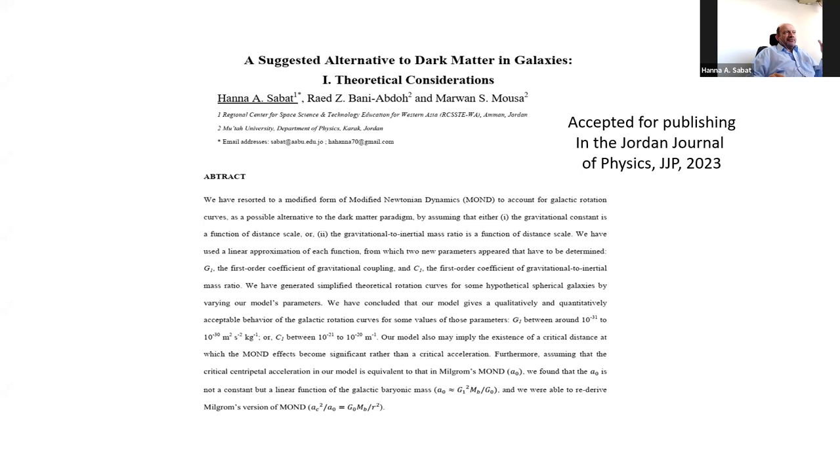Another solution, or probable solution, of course, is to make the gravitational to inertial mass ratio also a function of distance scale. Of course, we know that gravitational mass and inertial mass are totally equivalent. It has been proven experimentally up to 10 to the power of minus 12, or I don't remember exactly, on Earth, or in the solar system, they are totally equivalent.